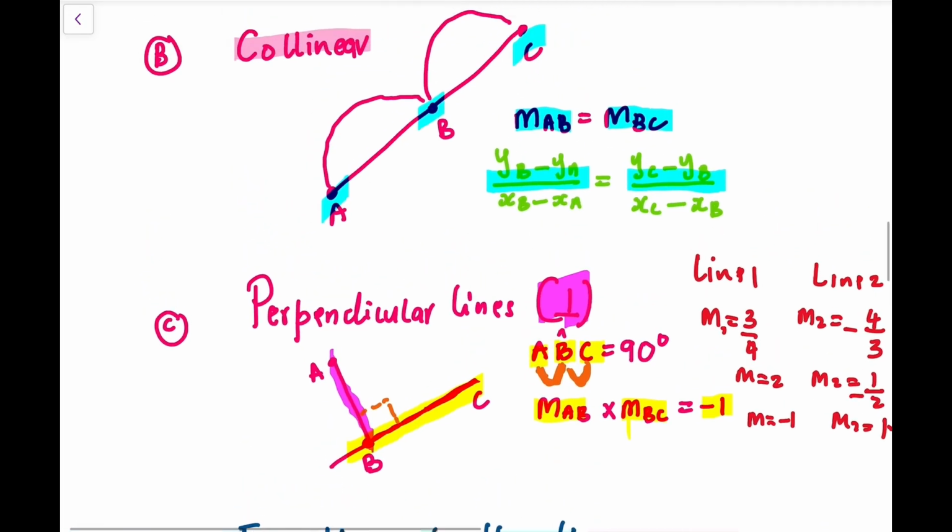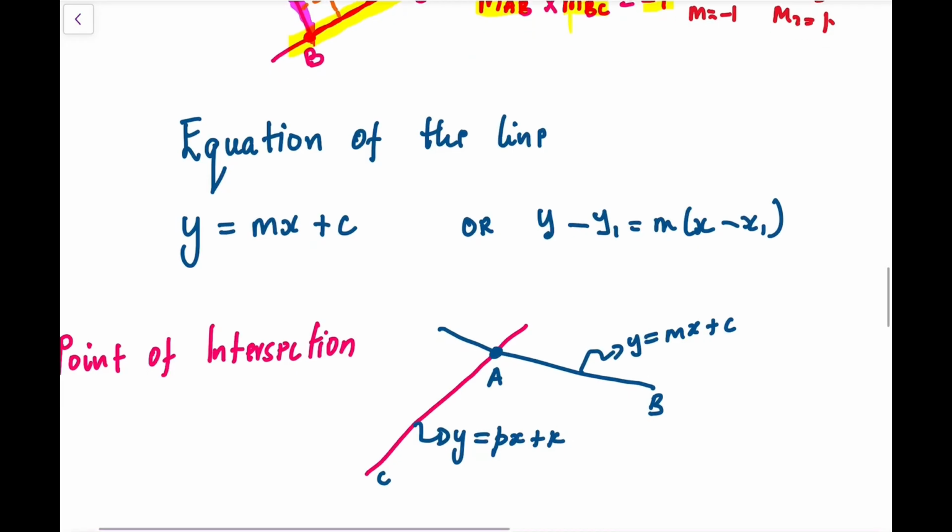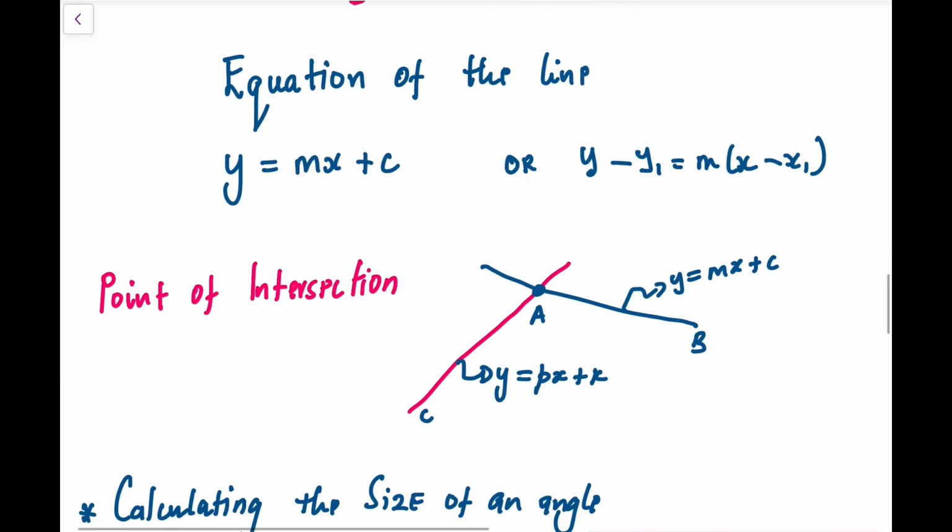Okay, I am done with gradient. Now, equation of the line. You also need to remember the equation of the line. This one is given by y is equal to mx plus c, where m is your gradient and c is your y-intercept.